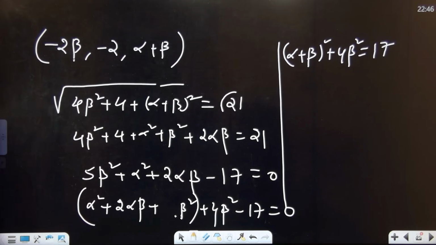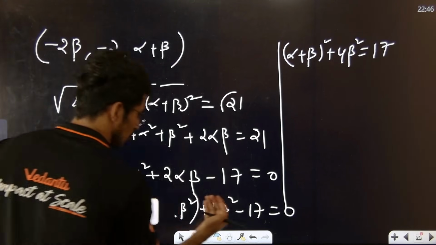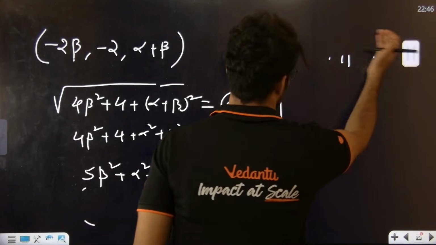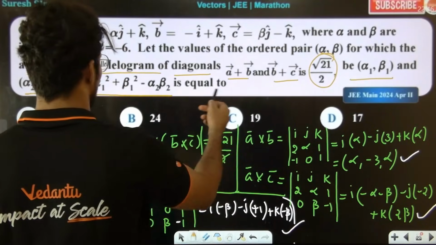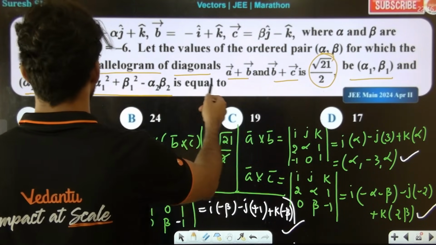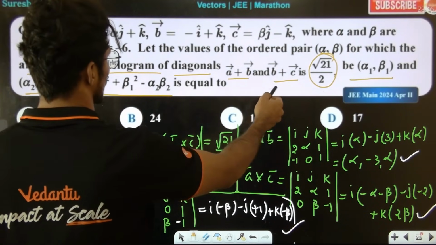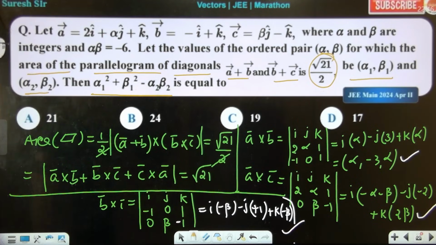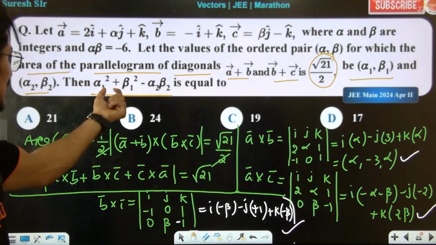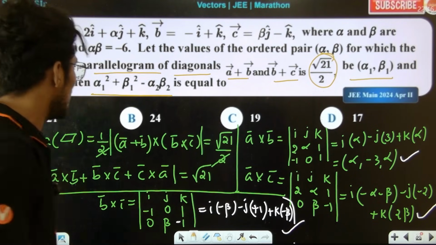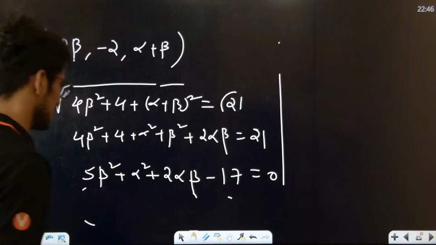Sir, I have alpha square plus 5 beta square, alpha square plus 5 beta square. Then why do we have to do all this, guys? We don't have to do this. We need alpha square plus 5 beta square only, right? We need it in the form of alpha square plus beta square minus alpha beta.